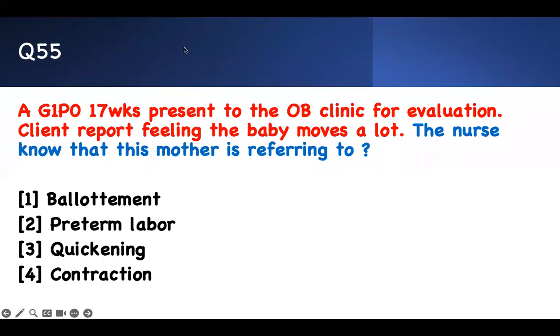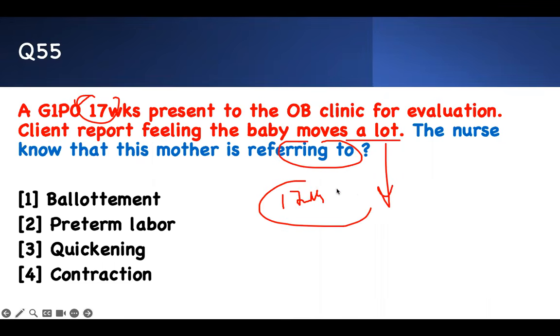Next question. The nurse knows that this mother is referring to what? What is she referring to? G1, first pregnancy, 17 weeks, presented to the clinic for evaluation. Reports feeling the baby move a lot. Yeah, at 17 weeks, you should not be feeling the baby move a lot. It's not that developed. So it's a fake movement. Ballottement is the baby kicking up and down, rebound. That's not the definition of feeling baby move. Preterm labor, the baby is not contracting yet. Quickening is what she's referring to. There's no contraction. So this is quickening. She's referring to quickening.